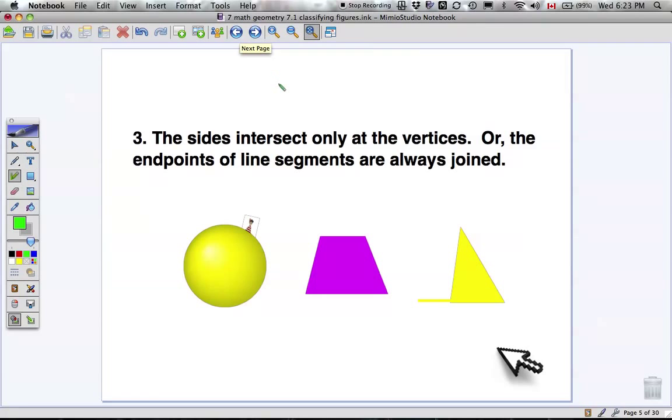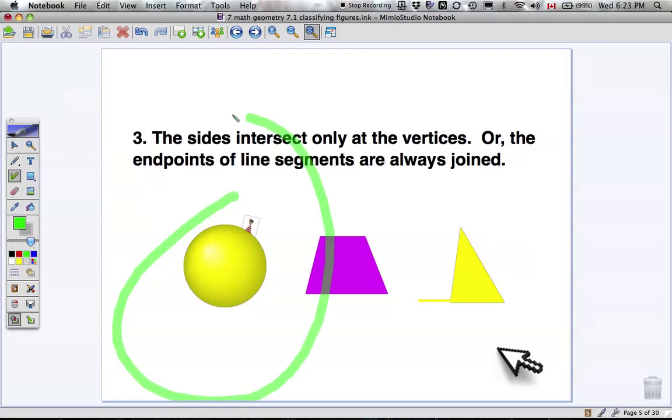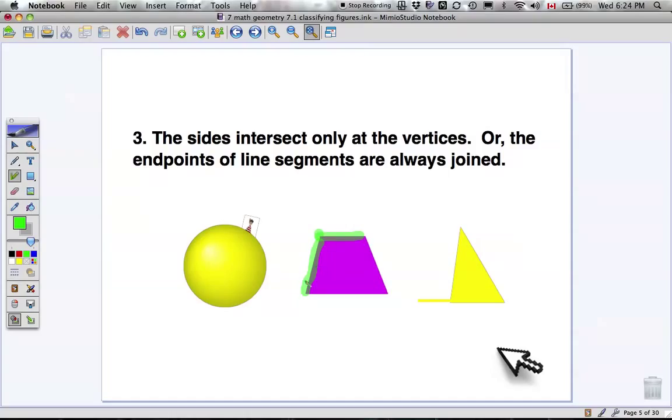This one, sides intersect only at the vertices or the endpoints. The line segments are always joined. Right off the bat, this big circle, it's not even a straight line, so this is not a polygon. Are the segments always joined at the endpoints of segments? Here, let's take a look at this line segment right here. There's an endpoint right there, and that is joined to this one. There's an endpoint right here, and that's joined to this one. Take a look here at this triangle with a rat tail. This line segment right here is joined to this one, but this one has this endpoint right there, which is not joined to anything, so therefore it is not a polygon.